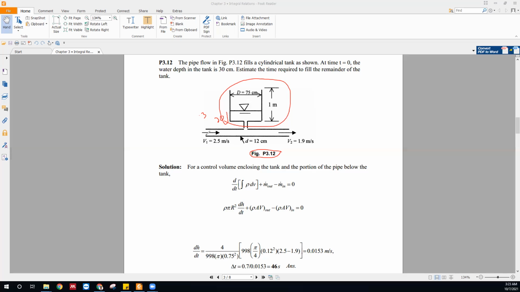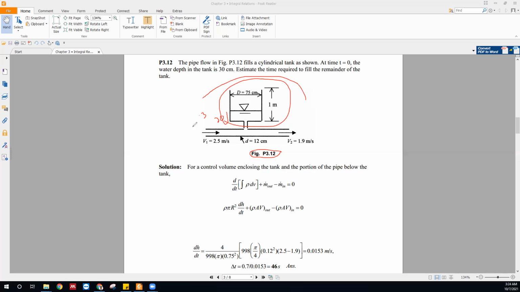Whatever fluid is flowing in through the inlet is not all going out, because the diameter is the same, but the velocity is not. This is higher than this. So whatever fluid is coming inside the system is not going out. Some of this water is going up and increasing the height. We need to calculate the time required to fill this tank. So how can we calculate it?